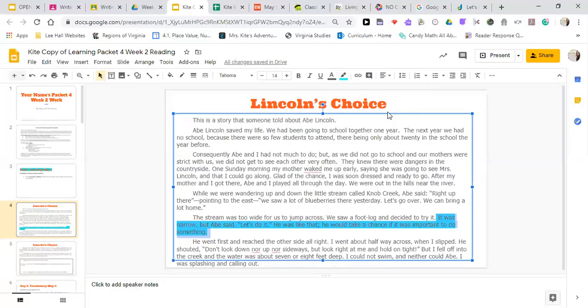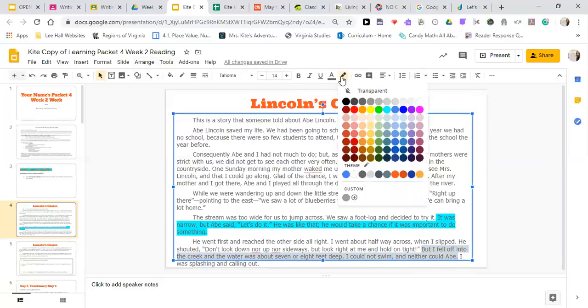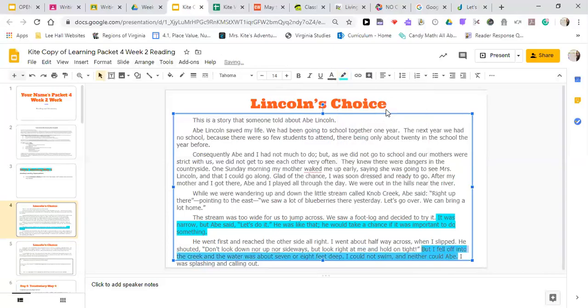He went first and reached the other side all right. And when I went about halfway across, I slipped. He shouted, don't look down nor up nor sideways, but look right at me and hold on tight. But I fell off into the creek and the water was about 7 or 8 feet deep. I could not swim and neither could Abe. I think it's very important, considering Abe's next actions, that we take into account the fact that he couldn't swim and neither could his friend who fell into the creek.